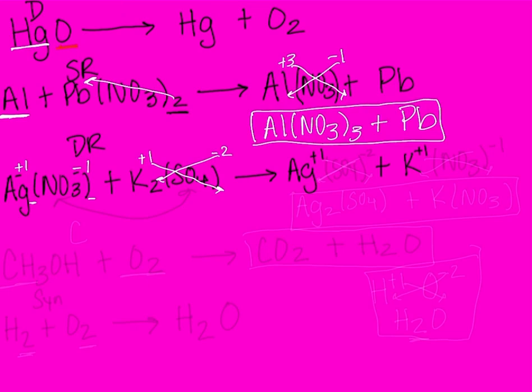So now that I have my metals in place, I'm going to go back and swap out my non-metals, okay? I'm going to swap these non-metals out, all right? So I am going to swap NO3 out from Ag and bring it to K. All right? And then I am going to swap SO4 with Ag.